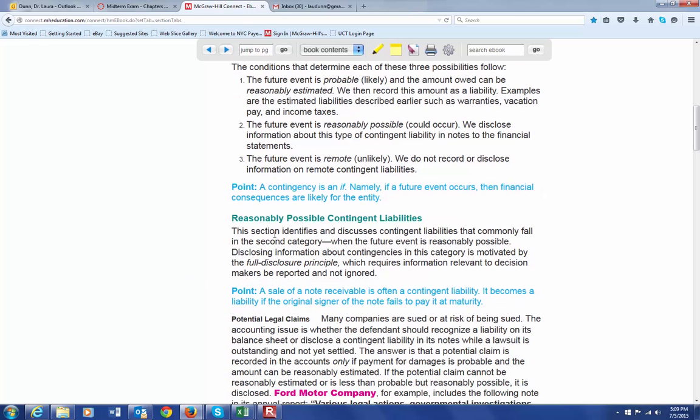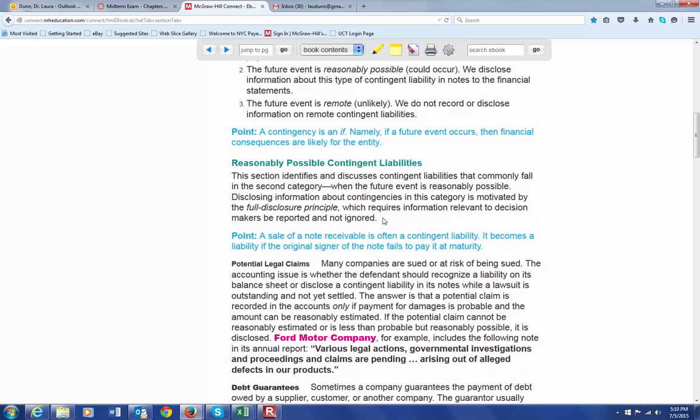Now, when it's a reasonably possible contingent liability, the reason why we have to disclose it is motivated by the principle in accounting called the full disclosure principle. It requires us to disclose all information that might be relevant to decision makers that might be wanting to invest in your company. They need to know that a lawsuit might be out there that could end up really hurting the company.